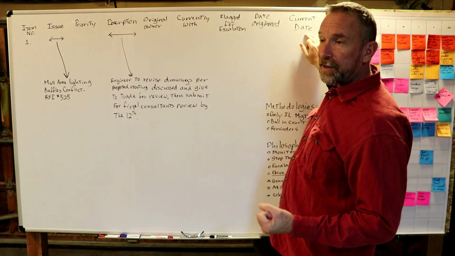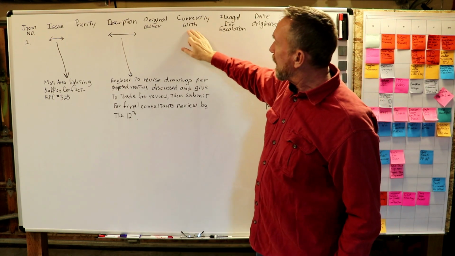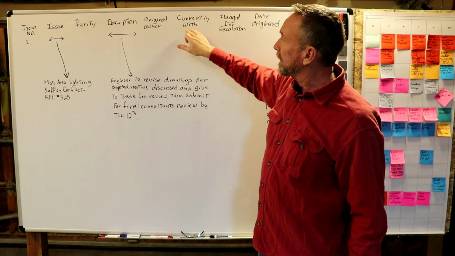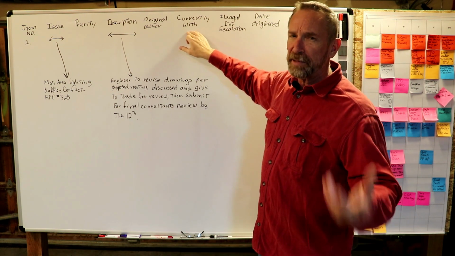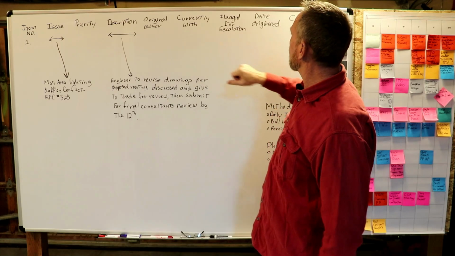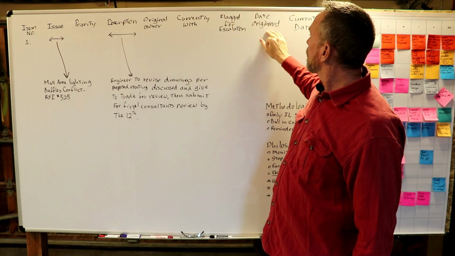And then I'm going to jump over here to the current date. So the current date tells us when the task that that particular issue is currently with will be completed. If that makes sense. Hopefully I got that right. Then flag for escalation and date originated.